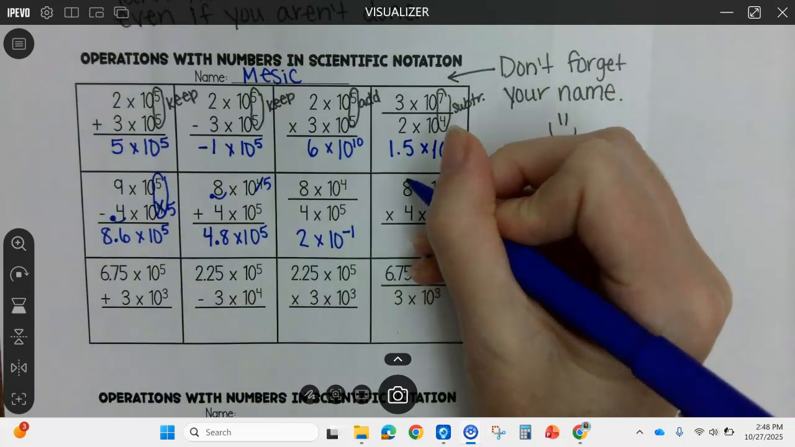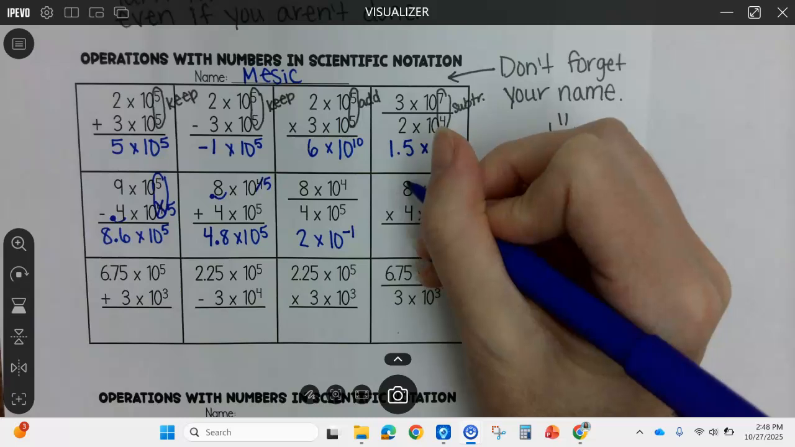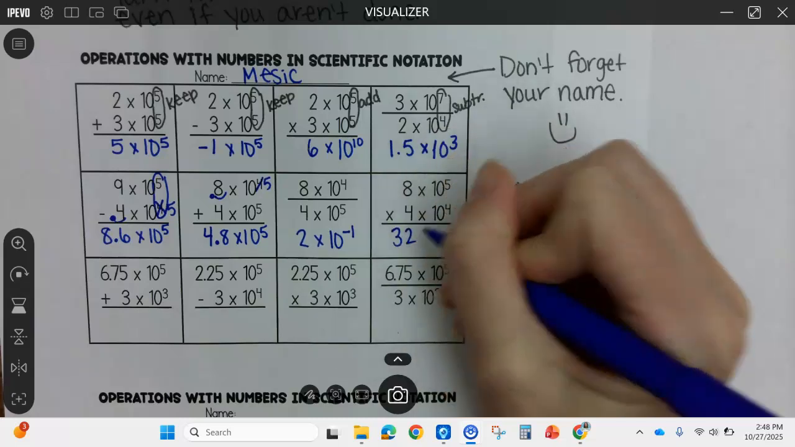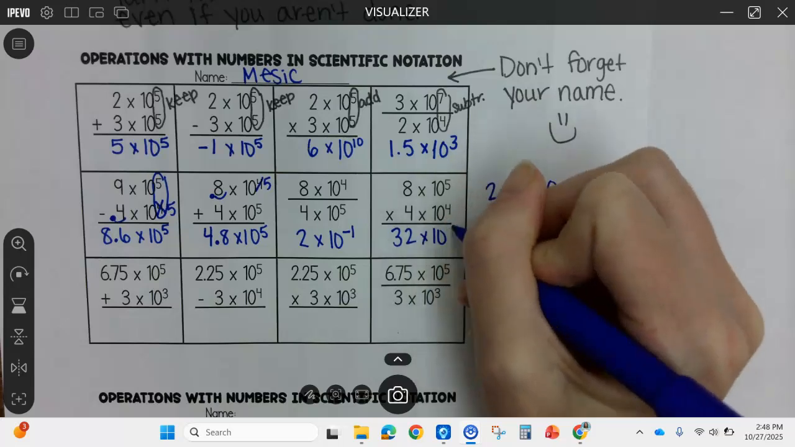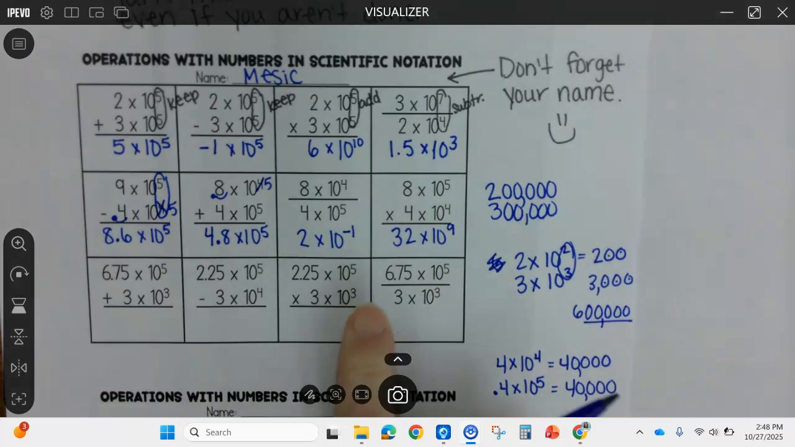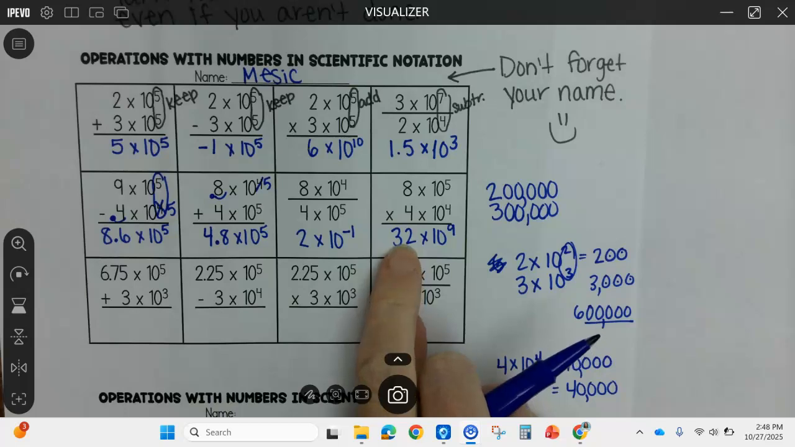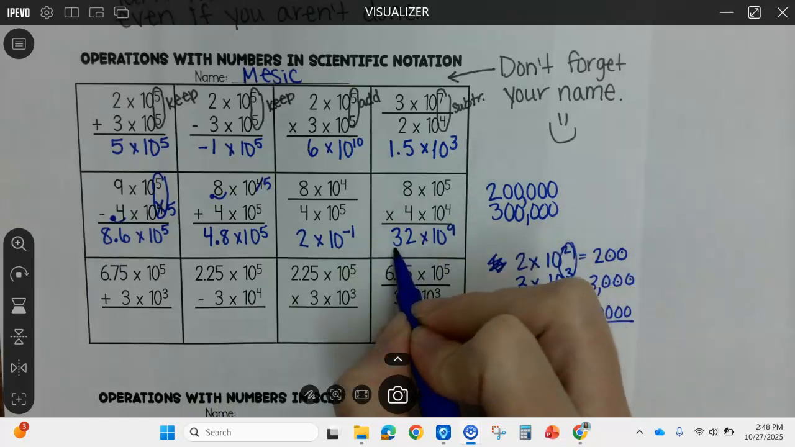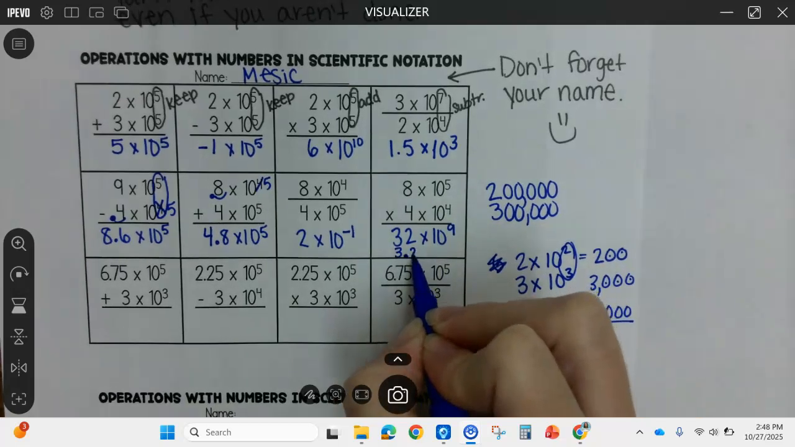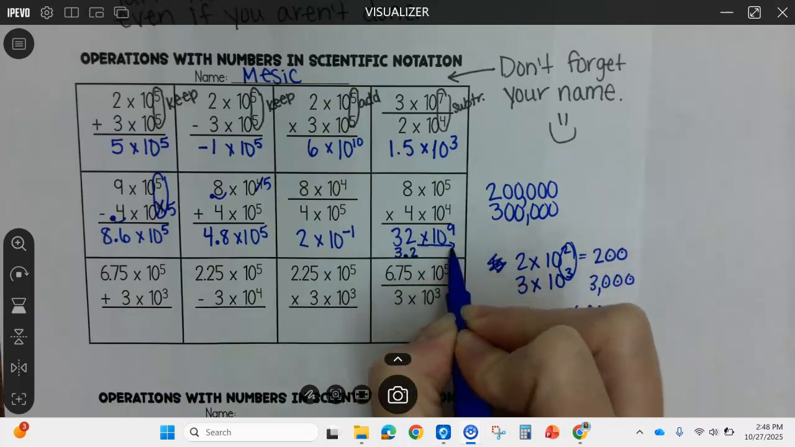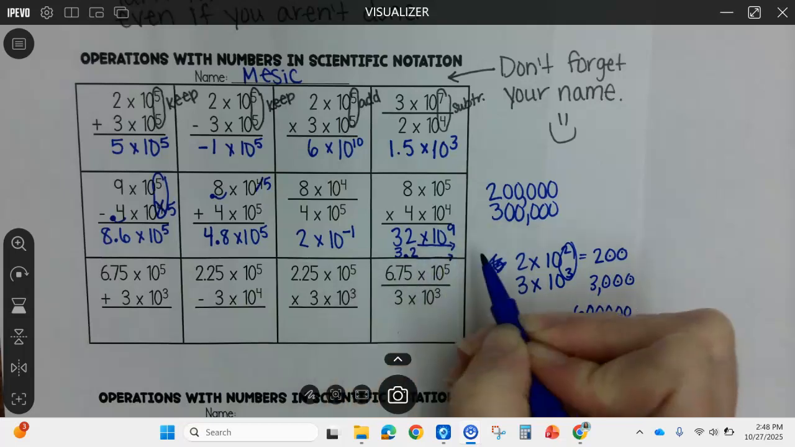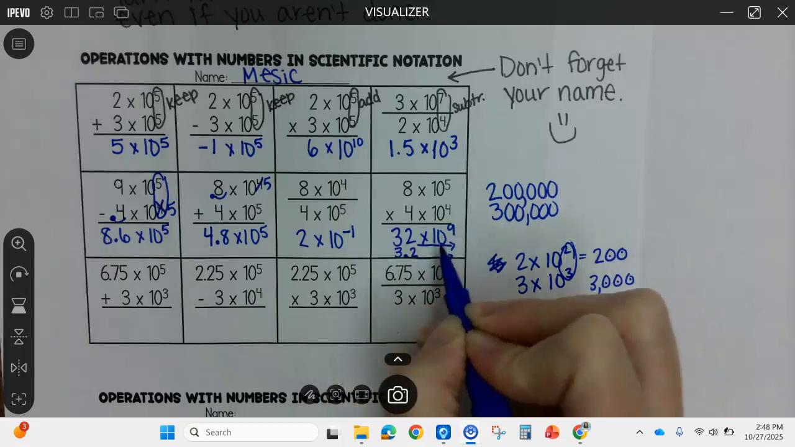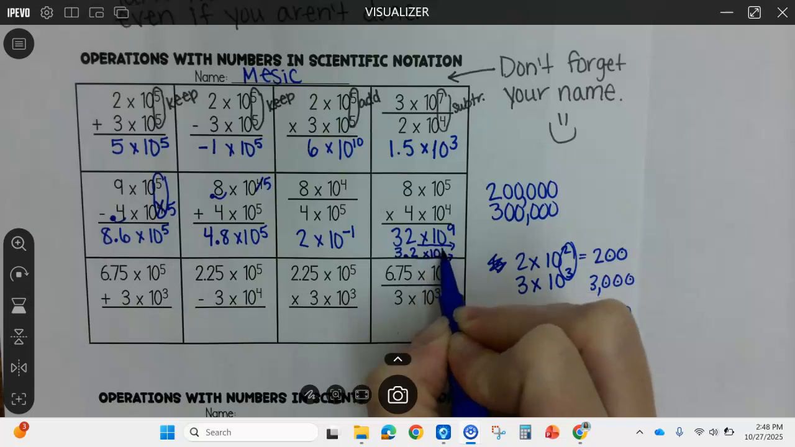All right, when you multiply, so 8 times 4 is 32, you want to add your exponents. So that would be a 9. But you're not allowed to have a 2-digit number. So we're going to change it to 3.2 times 10. So we wanted to move the decimal 9 times from right here, but now we're going to have to move it more. So this is going to be a bigger number. We're going to change that to a 10.